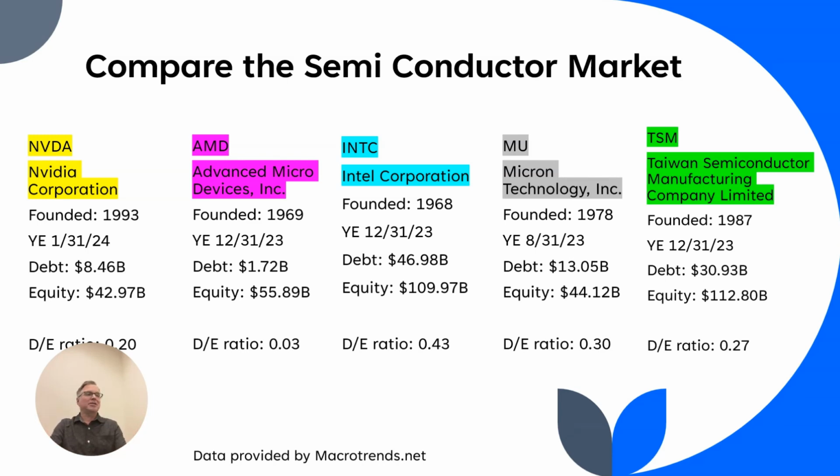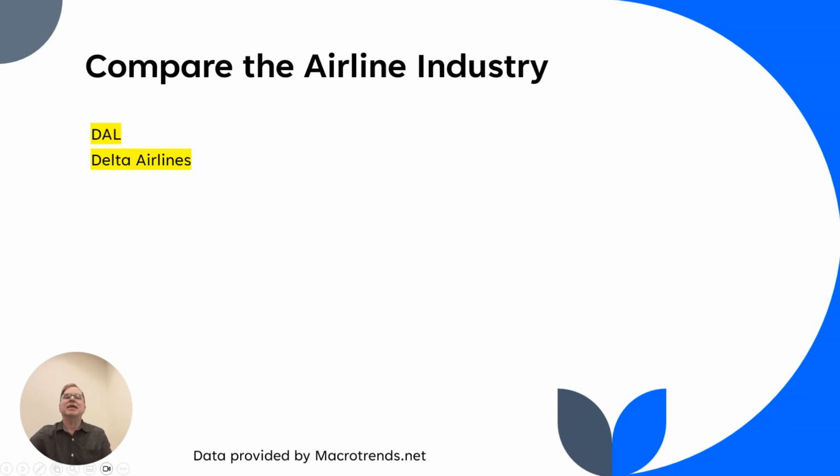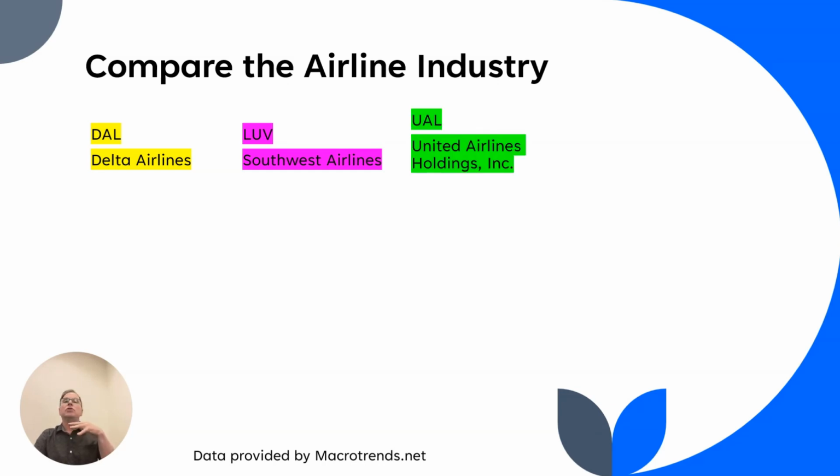Let's look at another market. How about the airline industry? So we've got Delta Airlines. We'll also look at Southwest Airlines. We'll look at United Airlines. And finally, American Airlines. So there are the 4 airlines that we're going to look at, and we'll see how they compare. Which one do you think was first?